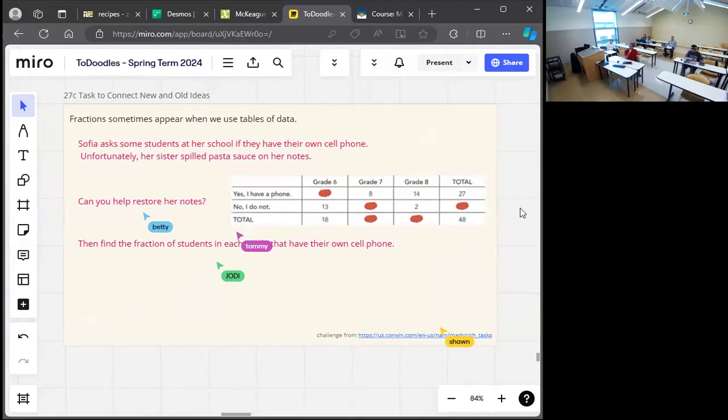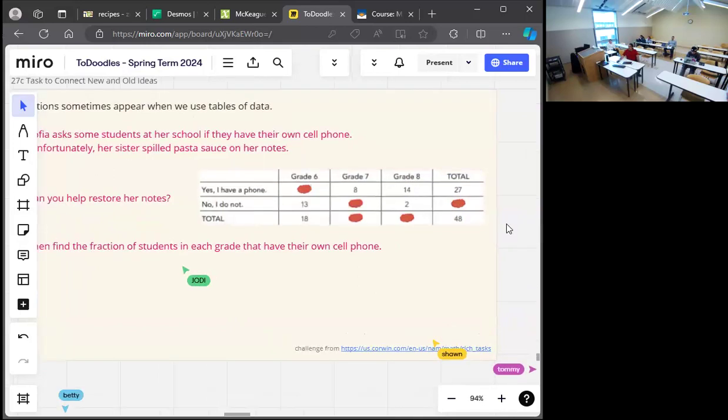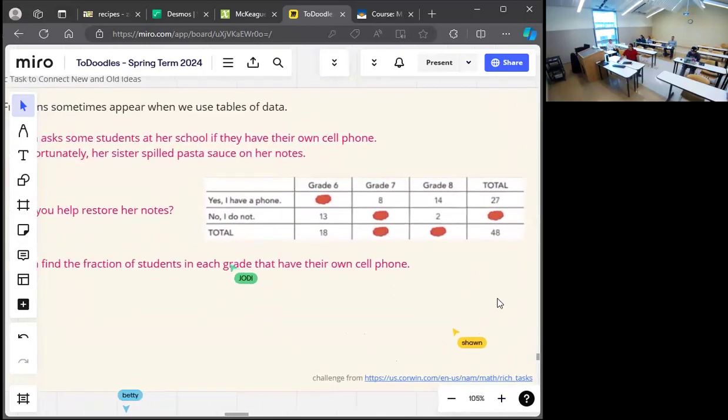So somebody went to their school and they asked all the other students, I'm guessing this must be a middle school or something, do you have a phone? So grades, yeah, middle school, 6, 7, and 8. And there were some numbers where the red spots are. But her sister spilled pasta sauce on her notes and made red spots. So what numbers go where the red spots are? Let me make it a little bigger.